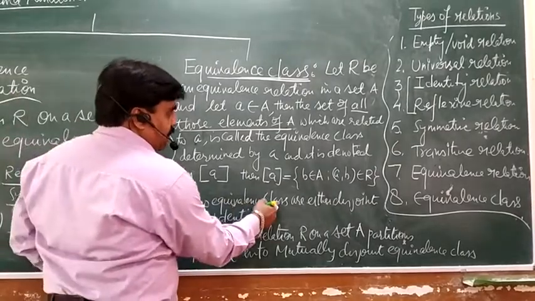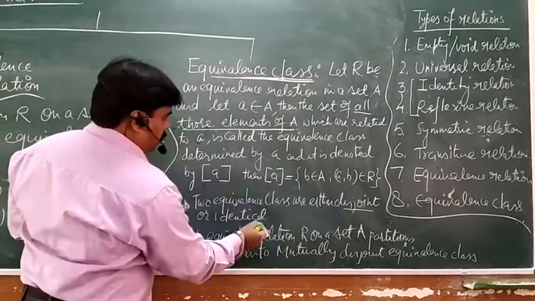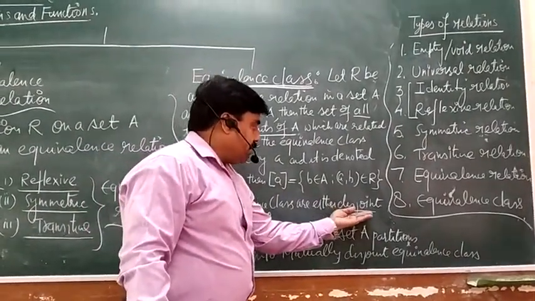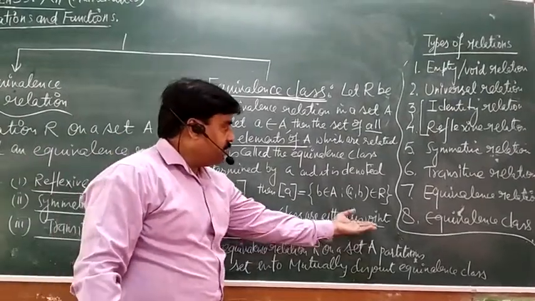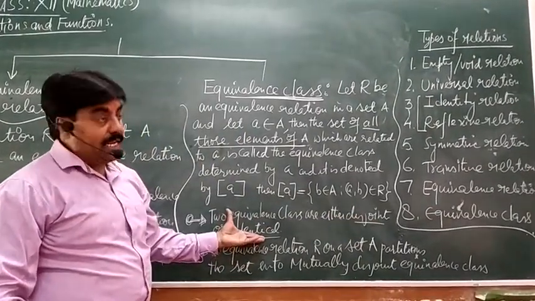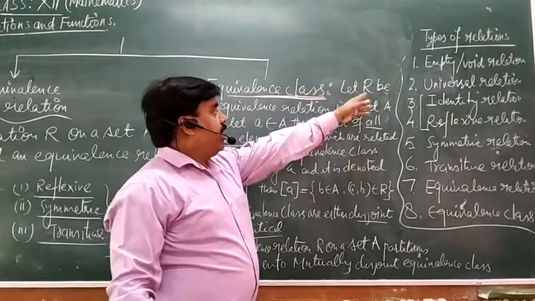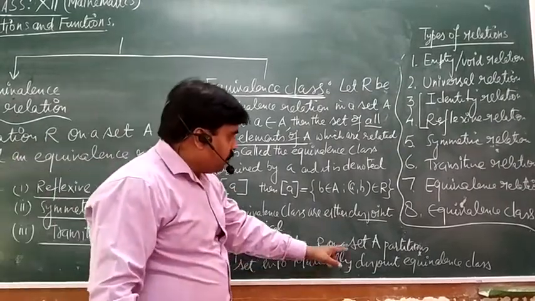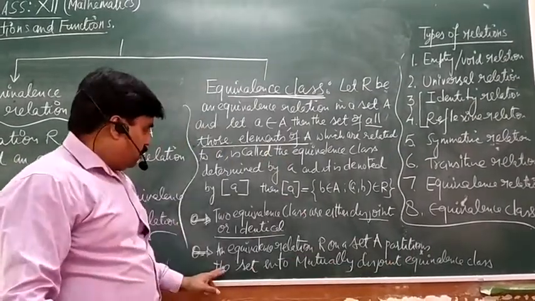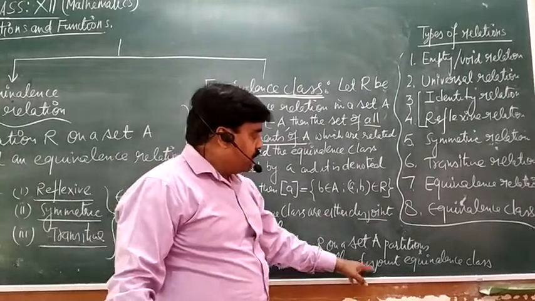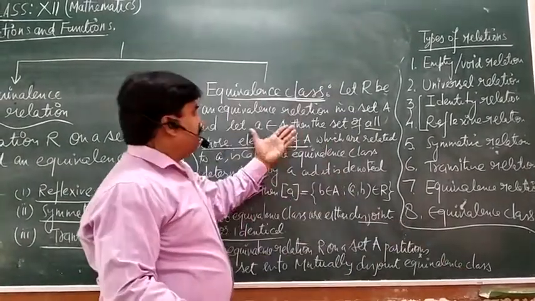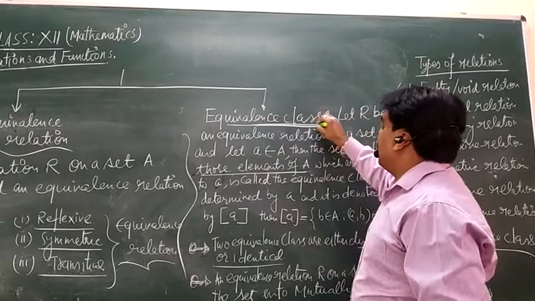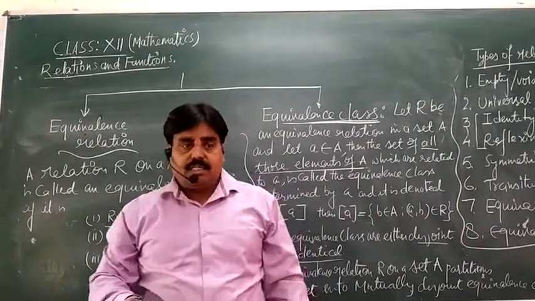Two equivalence classes are either disjoint or identical. If you are going to find two equivalence classes, then either they will be disjoint or they will be identical. But you can find this equivalence class only when there is an equivalence relation. And an equivalence relation on a set partitions the set into mutually disjoint equivalence classes. Now we will take an example. With the help of the example you can understand equivalence class in a better way. So next we will discuss the example.